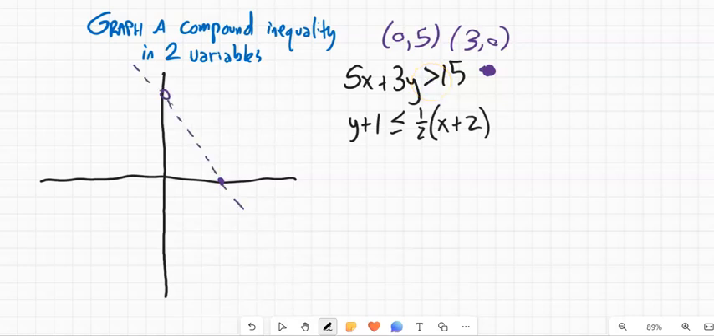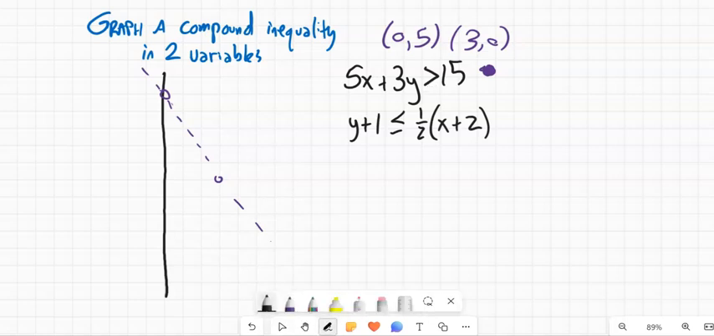Try and make it kind of straight-ish. And technically, that's an open circle there, but that's not something that I would make a huge deal about. So then I have this line that is my boundary, that is not part of the solution.